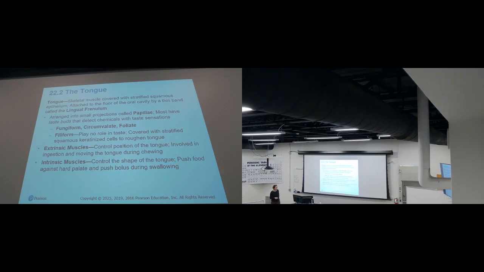So our tongue helps us to move the food so that we can propel it into the roof so that we can compact it, and also move it to the side so that we can crush it with our teeth. So it's part of the process of mastication. And now the intrinsic muscles control the shape of the tongue and push the food against the hard palate.